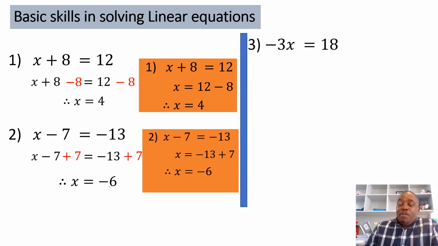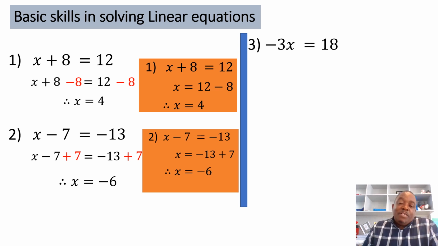Negative 3x is equal to 18. Now notice that negative 3 is multiplying the x, unlike the previous questions where there was either addition or subtraction. So negative 3 is multiplying the x. You can't get rid of this negative 3 by adding positive 3. You're going nowhere. But now we have to use a multiplicative inverse.